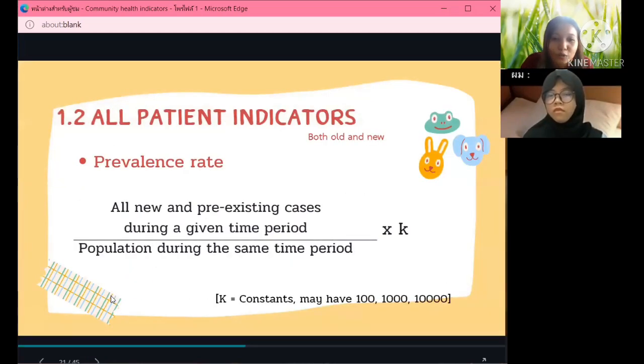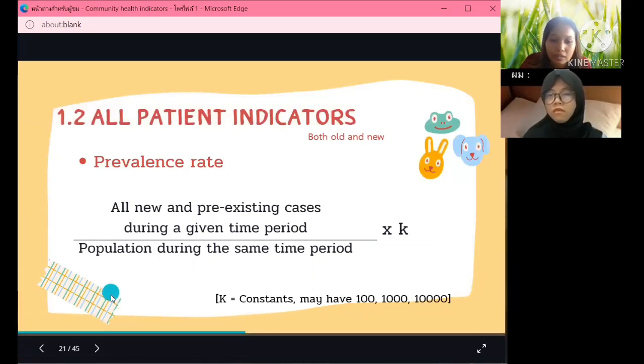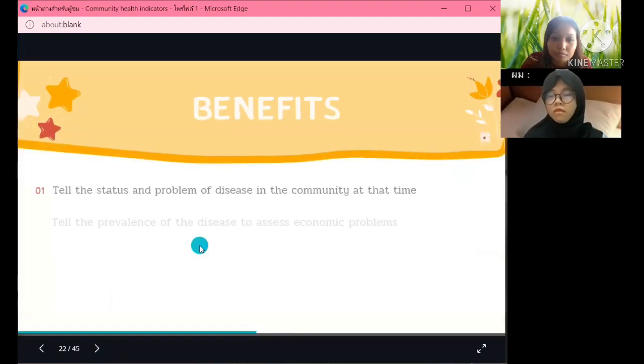Prevalence rate is the number of new and existing cases during a given time period divided by the population during the same time period, times K, which might be 100 or 1000.